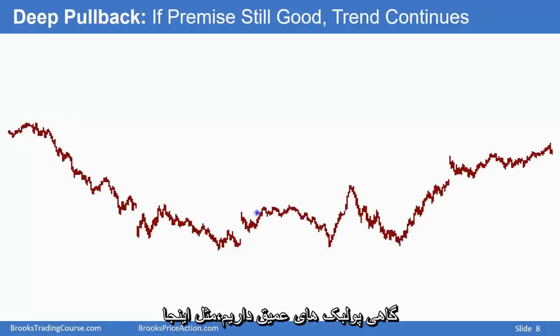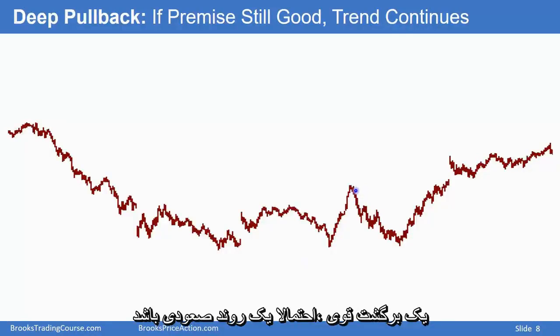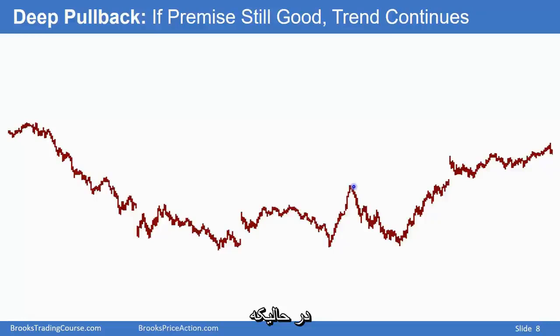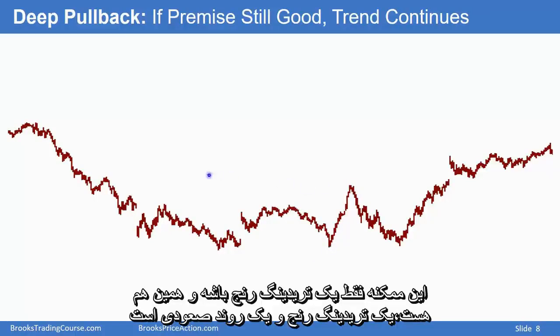Sometimes you get very deep pullbacks. For example, here, a very strong reversal, probably a bull trend. We have a bear trend, a bull breakout, a higher low major trend reversal, and a very good trend up here. However, your stop is down here, and this might be simply a trading range, and it is. It's a trading range and a bull trend.